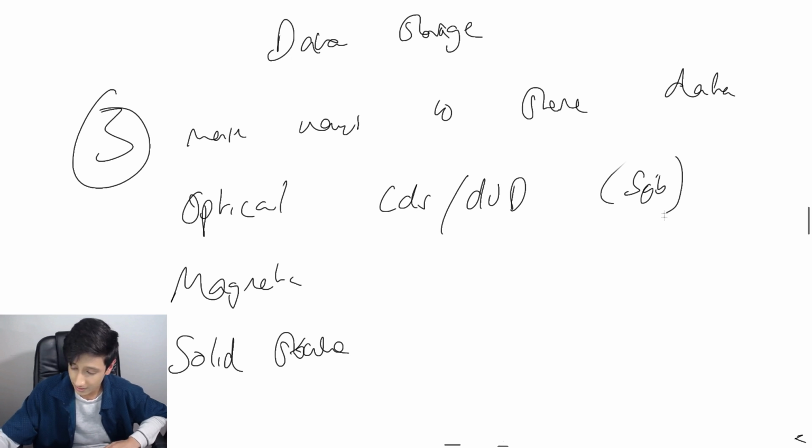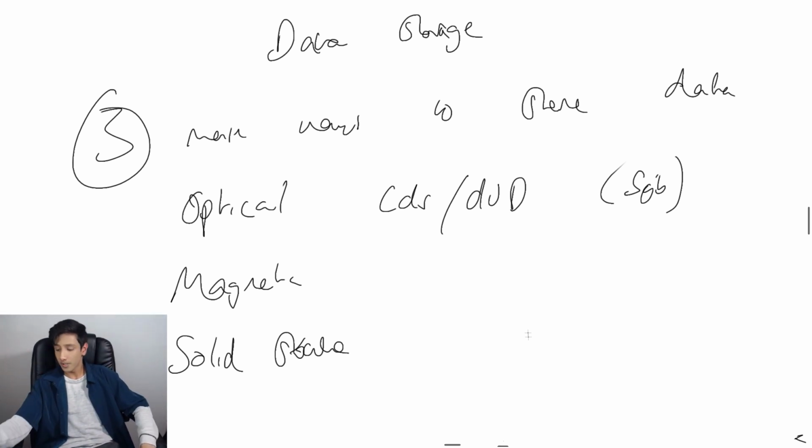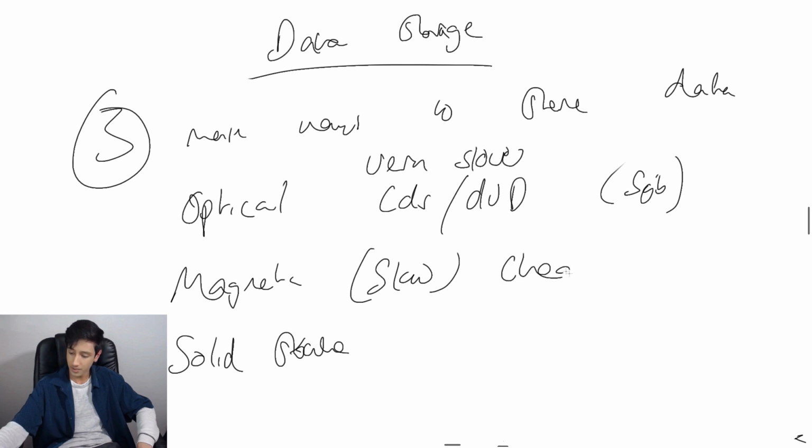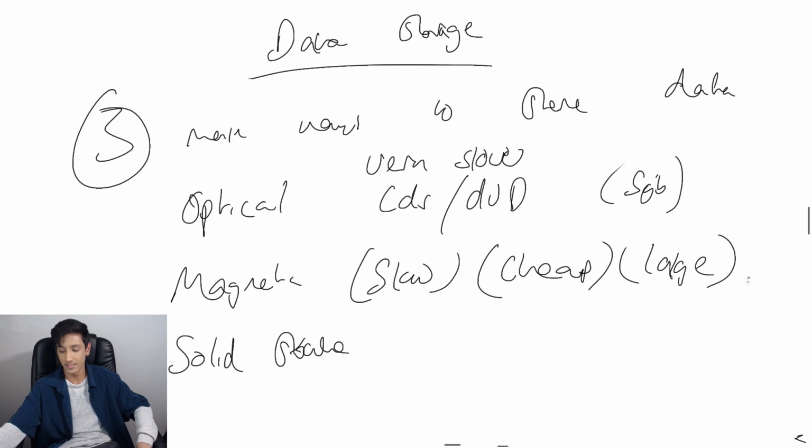Magnetic storage is cheap as well, but it goes up. You can get a much larger drive in magnetic storage than you can for solid state, except it's pretty slow. Optical storage is a very slow method of data storage. Magnetic storage is slow, but it's also cheap, and you can get very big magnetic storage devices.